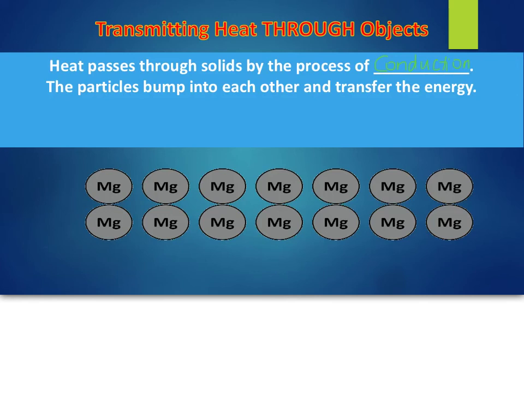And that is because these particles will bump into each other. And if we had the animation, you'd see these particles moving, and they're going to bump into each other. Every time they bump into each other, they're going to transfer energy. So for conduction to occur, there must be some direct contact between the objects. If there's no direct contact, then conduction does not occur.